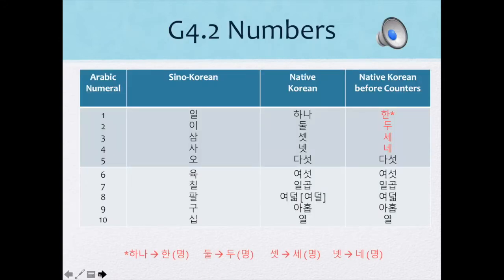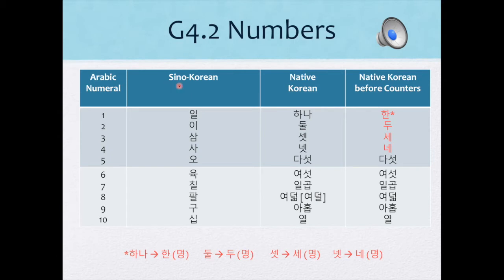All right. Let's talk about Korean numbers. Korean numbers are very confusing. Of course, we use Arabic numerals, but when in writing, not a problem. It's a universal numeral. But when you read these numerals, how do you read? And unfortunately for you, there are two systems. And the two systems are Sino-Korean.